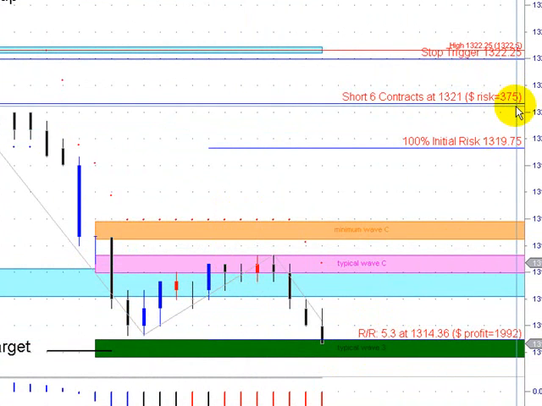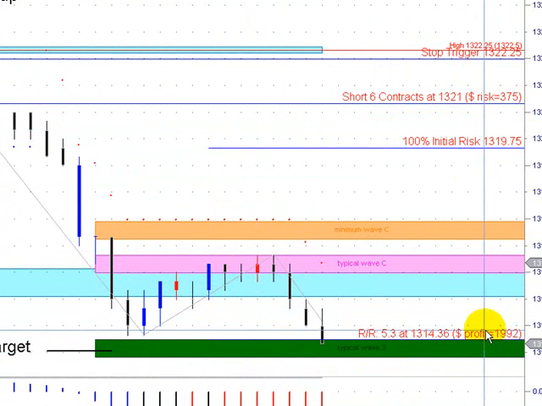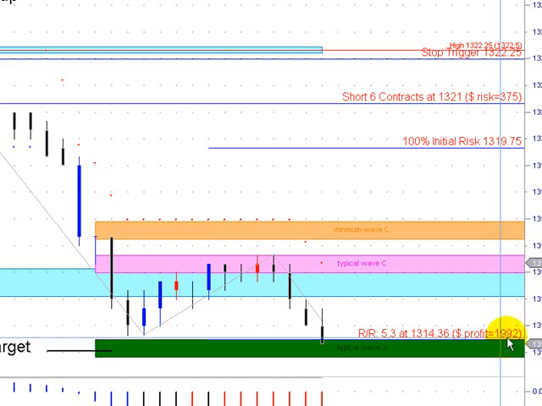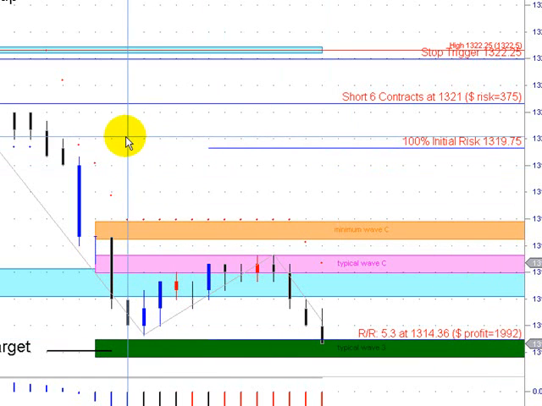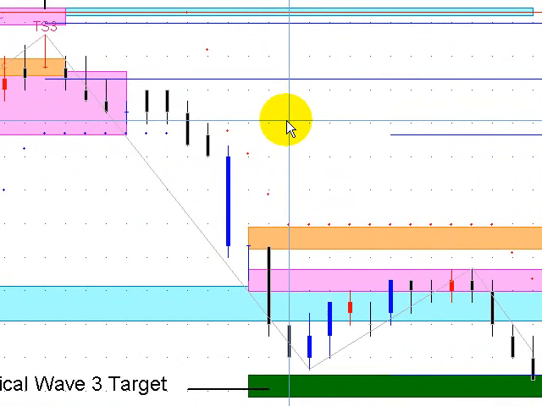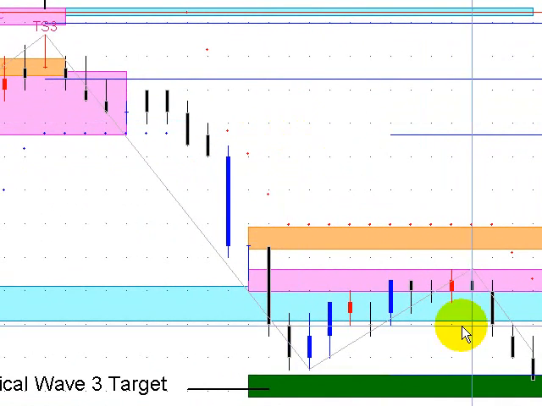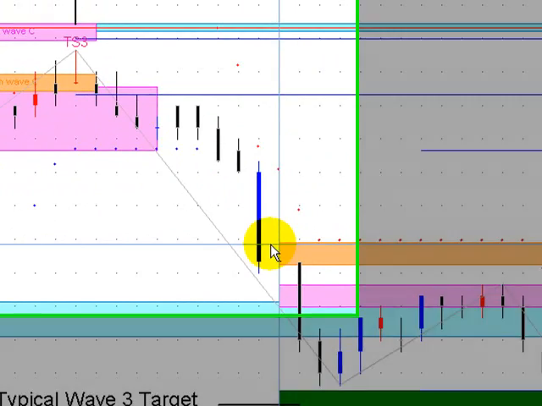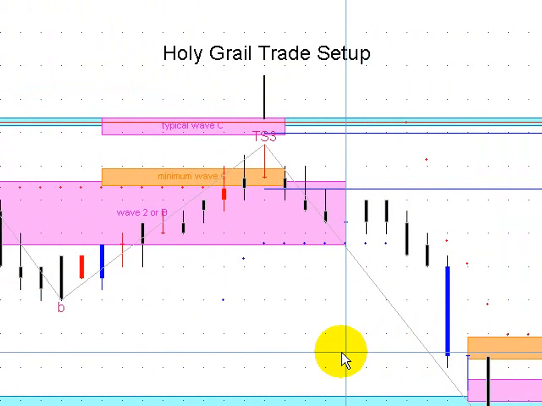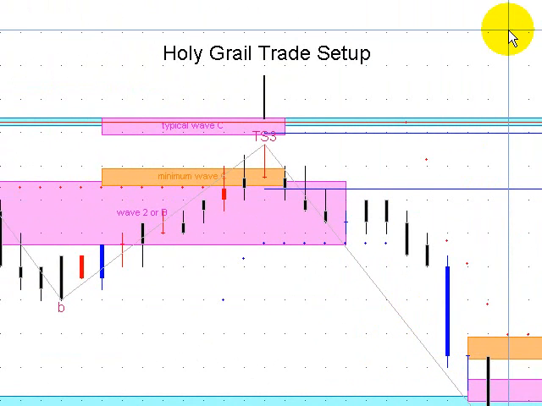So on a $375 risk, we're taking out almost $2,000 of profit, and this was a trade that set up live in our trading room, and some of our traders were able to capture this all the way to the target. So an excellent trade. Just thought I'd update you and show you that is our Holy Grail trade setup, and we'll get more of these in the trading room.